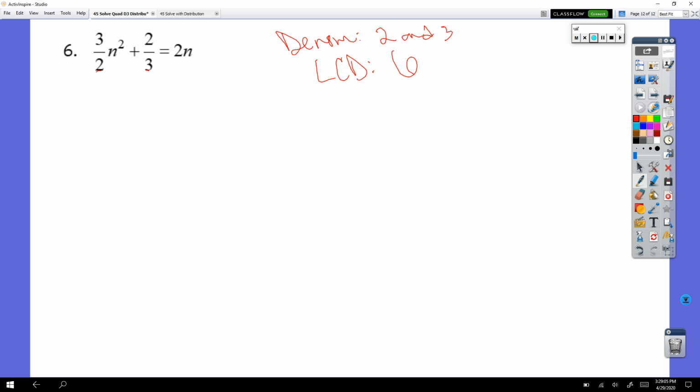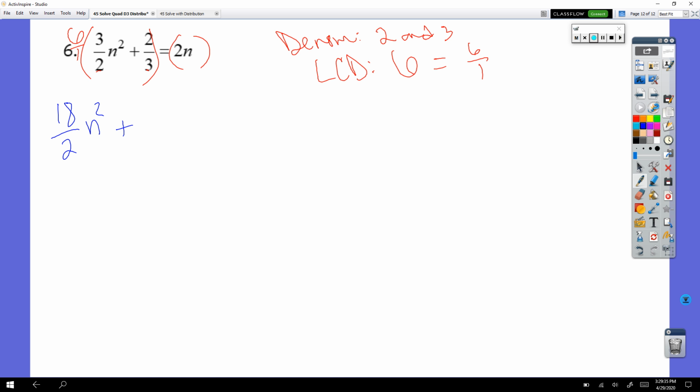So what I need to do is multiply both sides by 6. And you could think of the 6 as being 6 over 1, if you want to think of it as a fraction to help with the multiplying. So let's multiply through. So 6 over 1 times 3 halves n squared is going to be 18 halves n squared. So I multiply the 6 by 3 and the 1 times the 2.